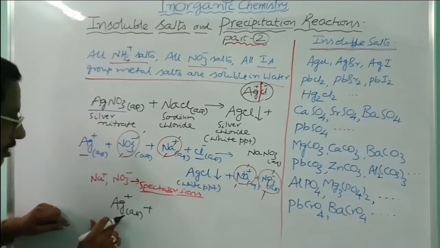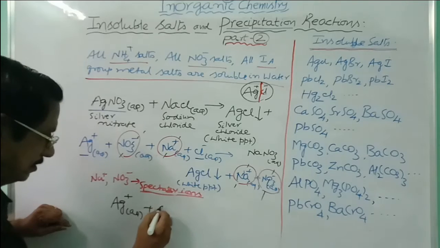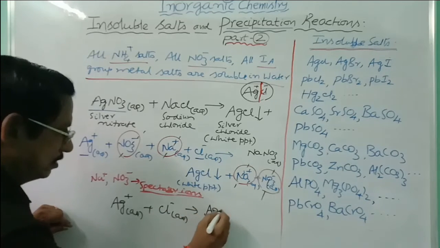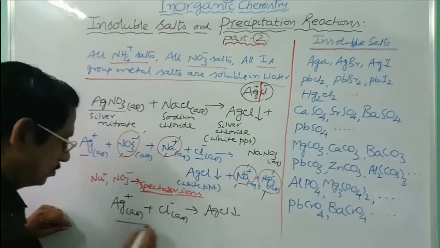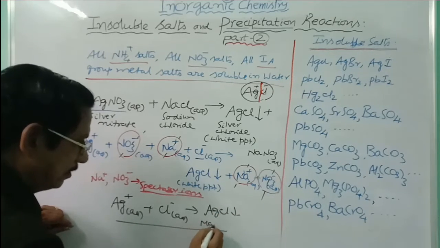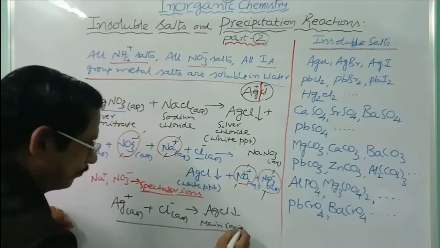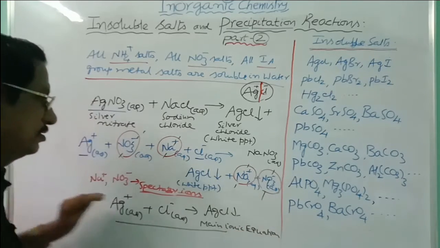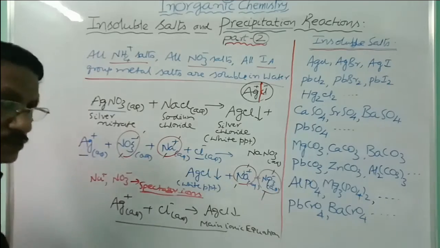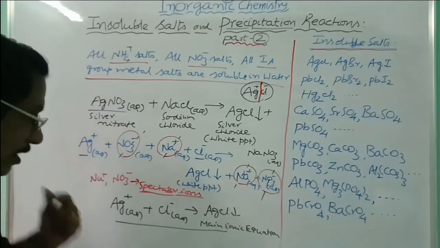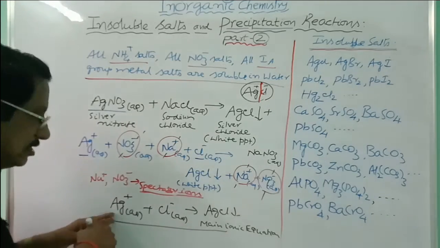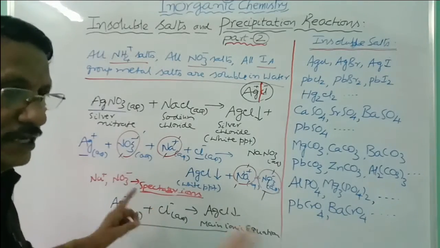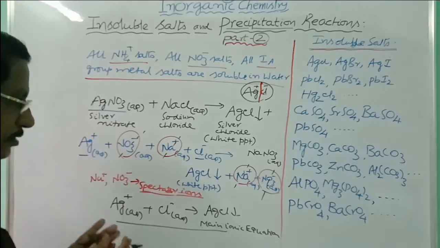So Ag+ aqua combines with Cl- aqua to give you AgCl, a white solid. This is what you call the main ionic equation. This is a precipitation reaction main equation. The spectator ions are removed. What does it mean? You can take any silver salt and any chloride salt in the aqueous form. When these two are combined, you will get AgCl.